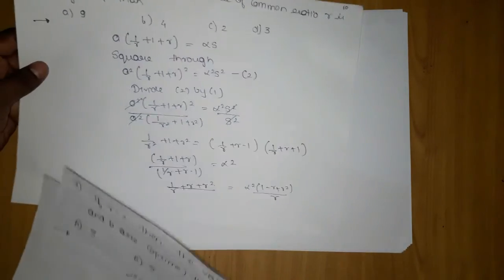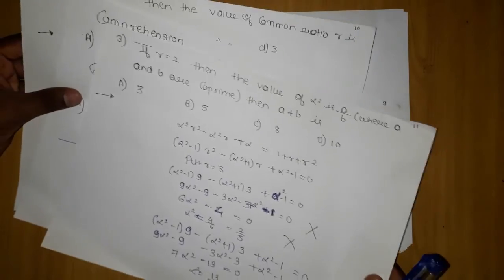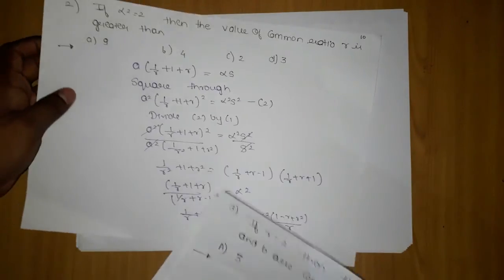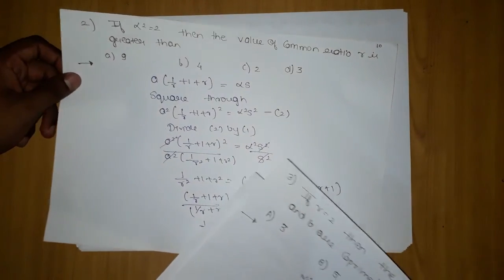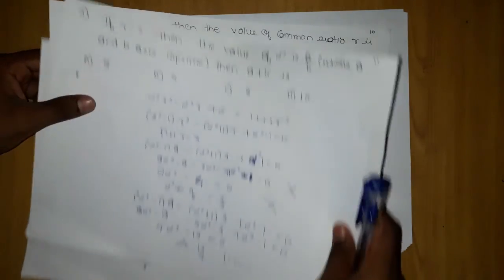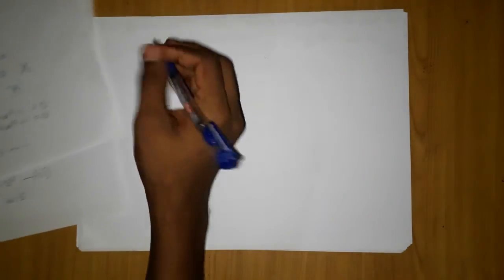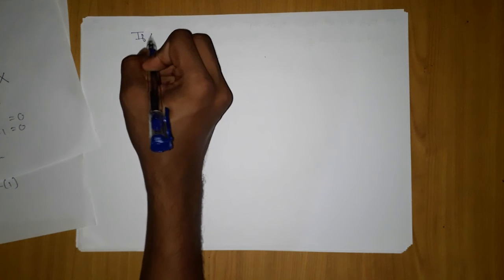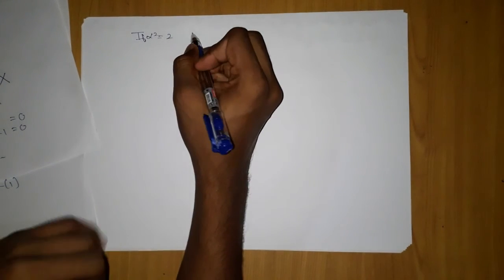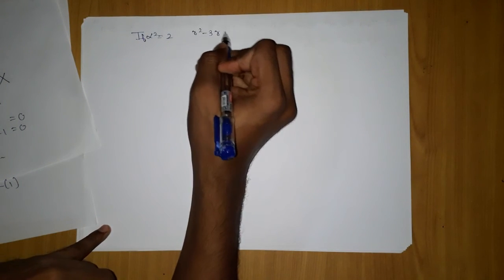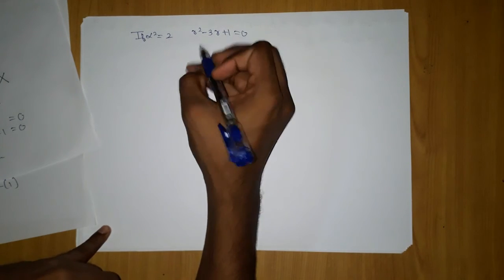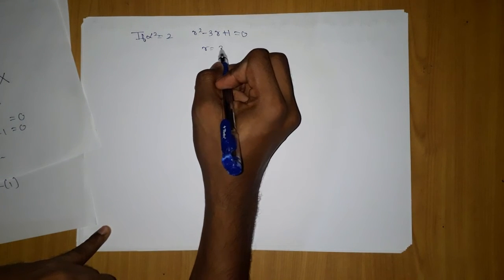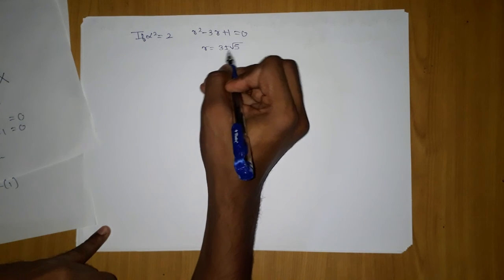Now let's check for the second. What they want in the second question is that if alpha square is equals to 2, then the value of common ratio r is greater than what, okay. So this is a very direct question, okay. In second, if alpha square is equals to 2, then r square minus 3r plus 1 equals to 0. So we will get r if I apply minus b plus minus root of b square minus 4ac by 2a.